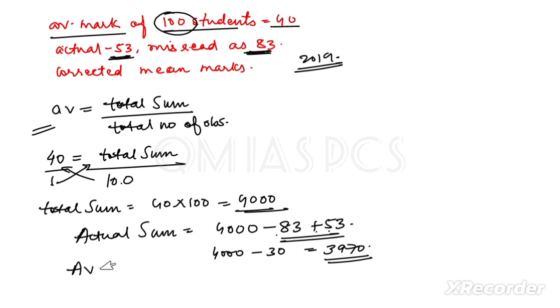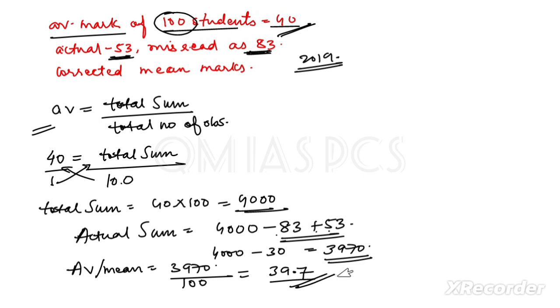Now what is the average? So the new average or mean is equal to 3970 divided by the same number of data, that means 100. So it will be 39.7. I have told you how to convert a fraction into a decimal. So 39.7 will be our corrected mean. Earlier what was the mean? Earlier the mean was 40. Now it's 39.7. Is it clear? Was it easy or difficult?